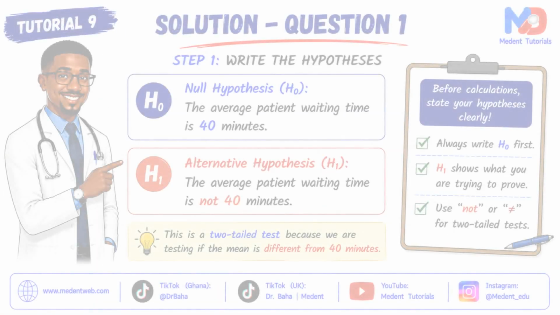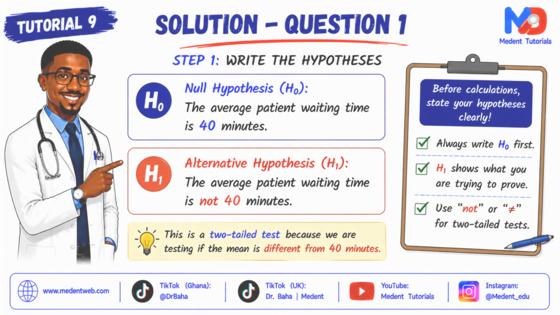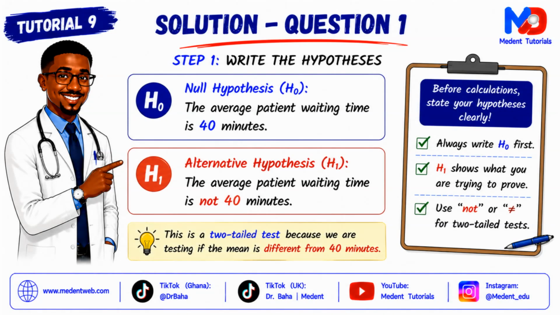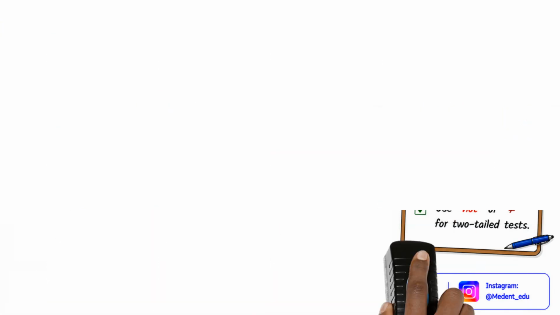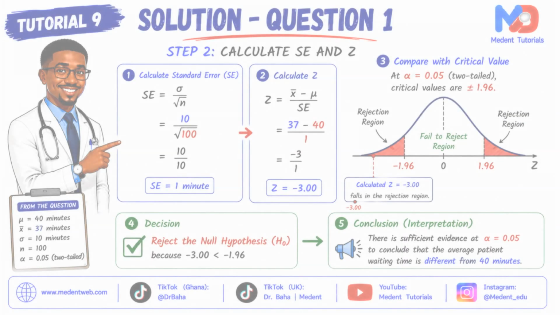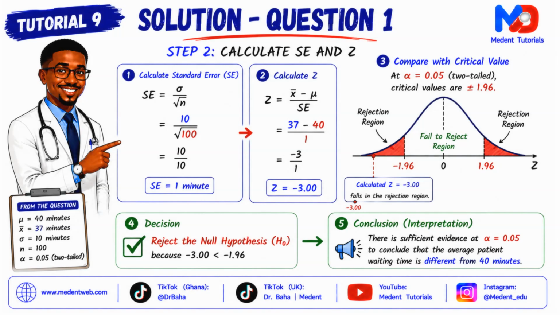Always start by writing the hypothesis. So the null hypothesis states that the average waiting time is 40 minutes. The alternative hypothesis states that the average waiting time is different from 40 minutes. Next, identify all the information given in the question before beginning any calculations.